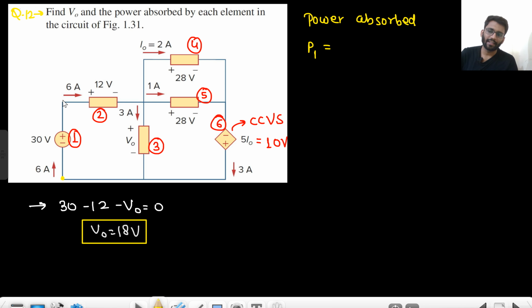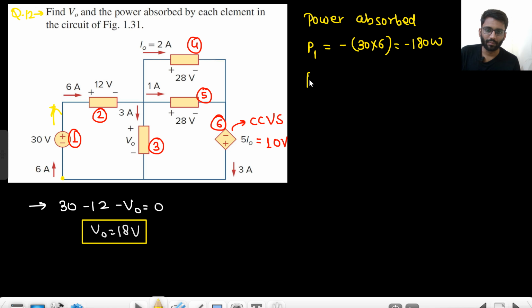The current is getting out of the positive terminal, right? And getting into the negative terminal. Getting out of the positive terminal means it is delivering power. And how much power is it delivering? 30 into 6, but with the negative sign because we are writing the power absorbed. So it is absorbing a negative power of 180 watt. That means it is delivering 180 watt power.